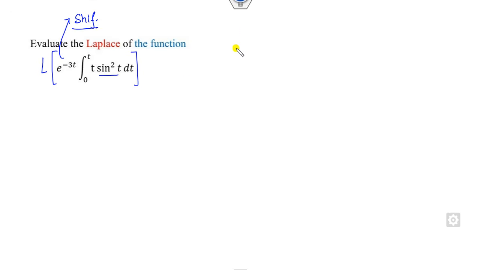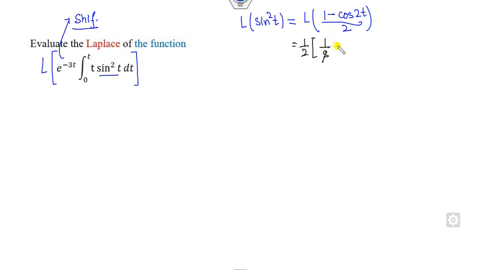Fine. So I can start with the Laplace of sine square. How can you find the Laplace of the sine square? It is (1 minus cos 2t) divided by 2. So that comes to be half outside. Laplace of 1 is 1 over s. Laplace of the cos is s over s square plus 4.